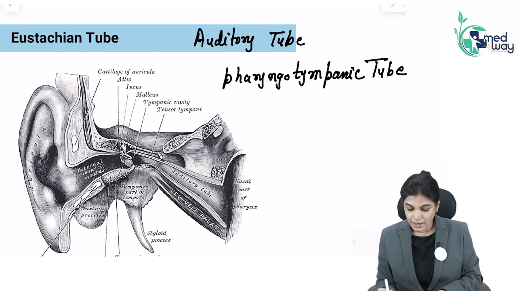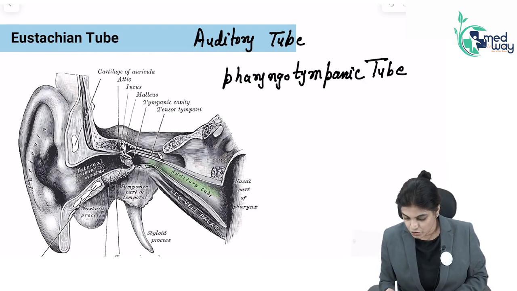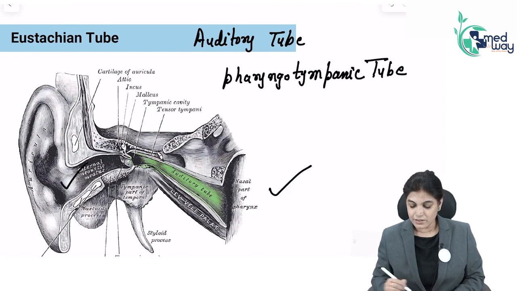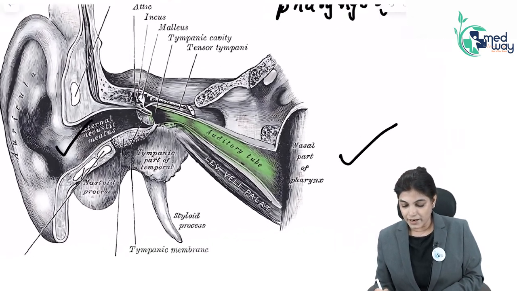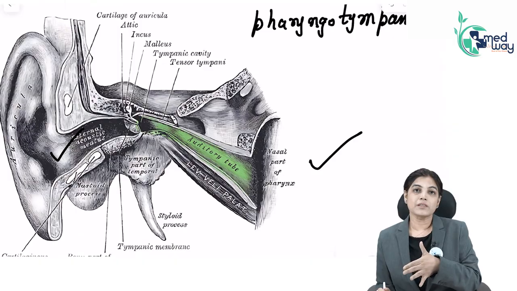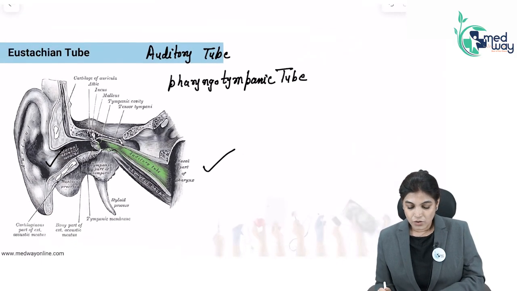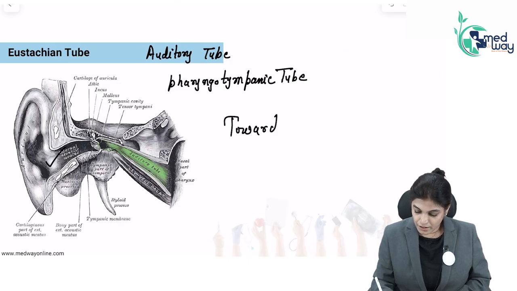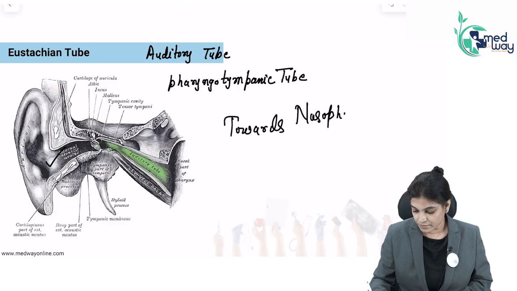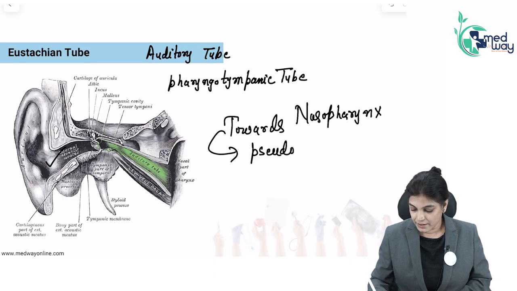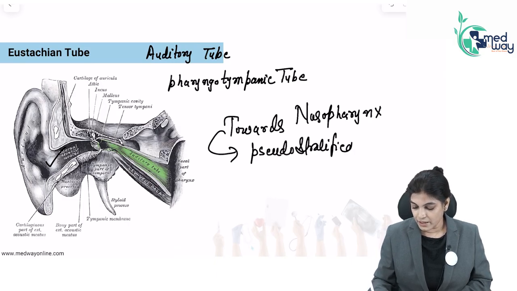Here I just want to show you that this is exactly the auditory tube. It forms a communication between the nasopharynx and the middle ear cavity. You can see here it is communicating with the ear cavity, and here with the nasopharynx. So this is the auditory tube, called the pharyngo-tympanic tube. One end is towards the nasopharynx, the other towards the tympanic cavity. The lining epithelium of the eustachian tube is pseudostratified ciliated columnar epithelium.